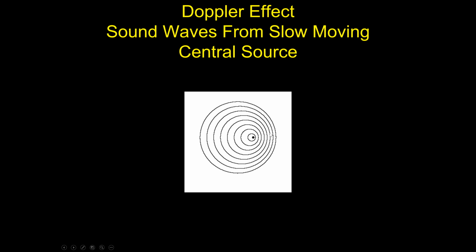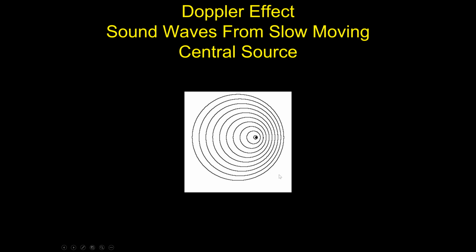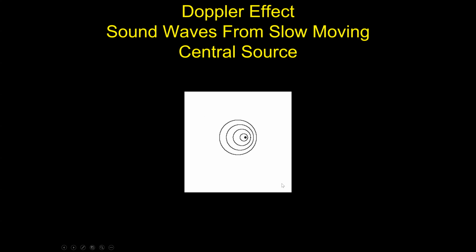Things change once we set that particle in motion. So once the train or the red blood cell starts to move, this is what we see. Now it's moving to the right. All of the sound waves in the direction that it's moving become compressed together. All of the sound waves away from the area that it's moving become further and further apart. Well, what if we increase the speed of it even more?